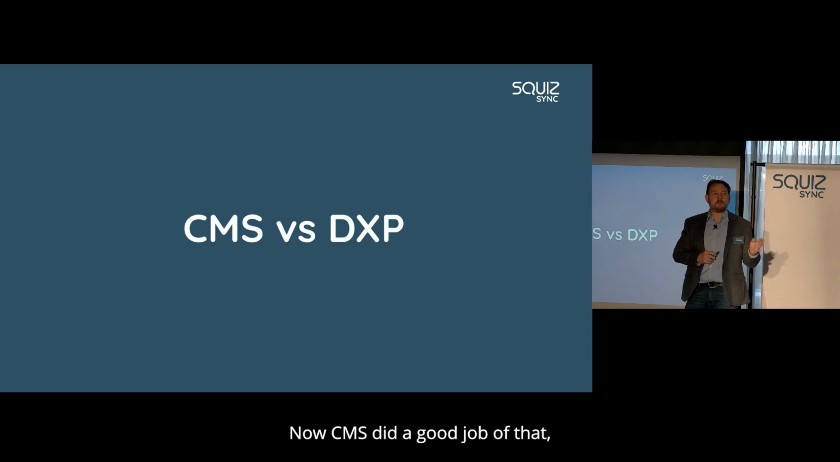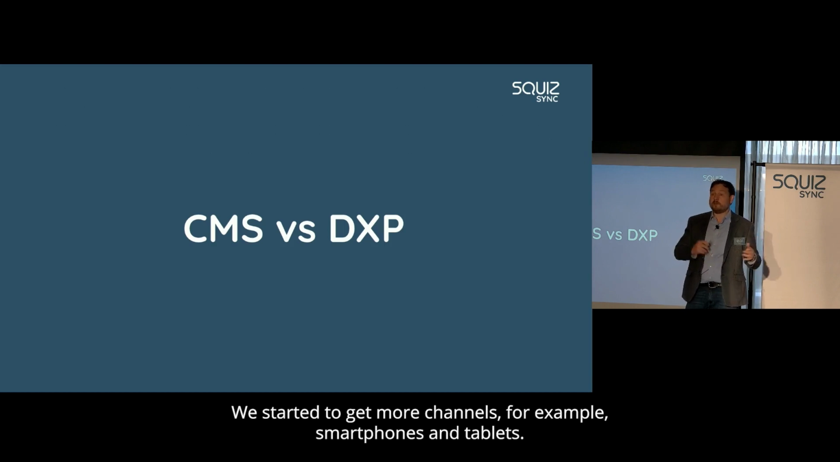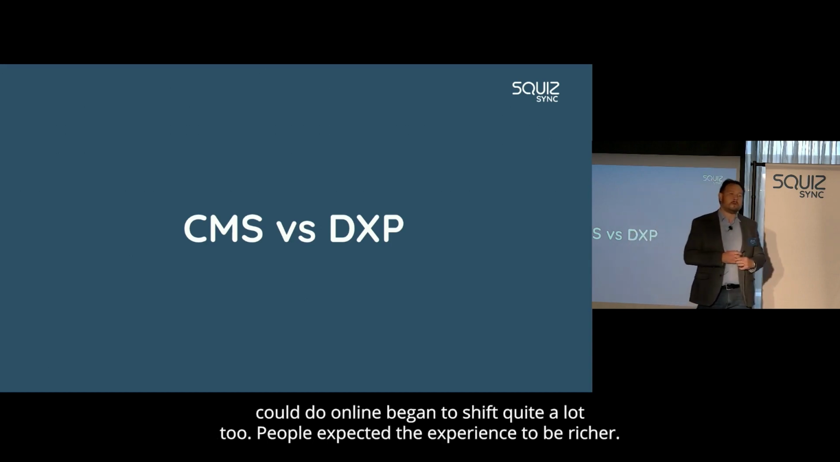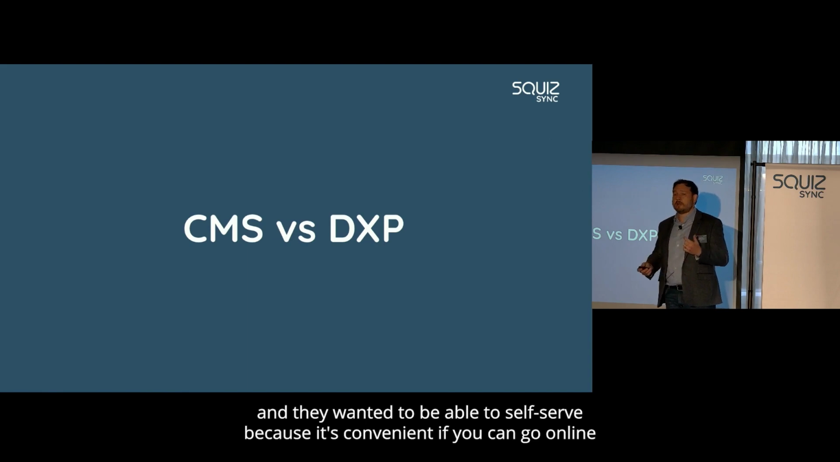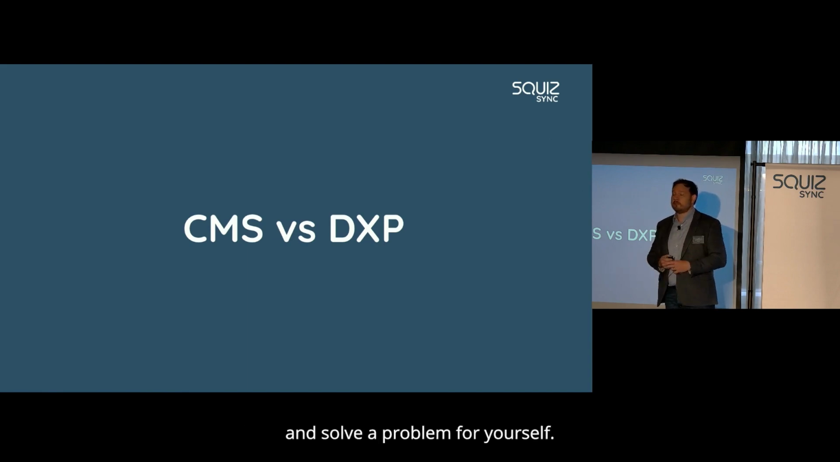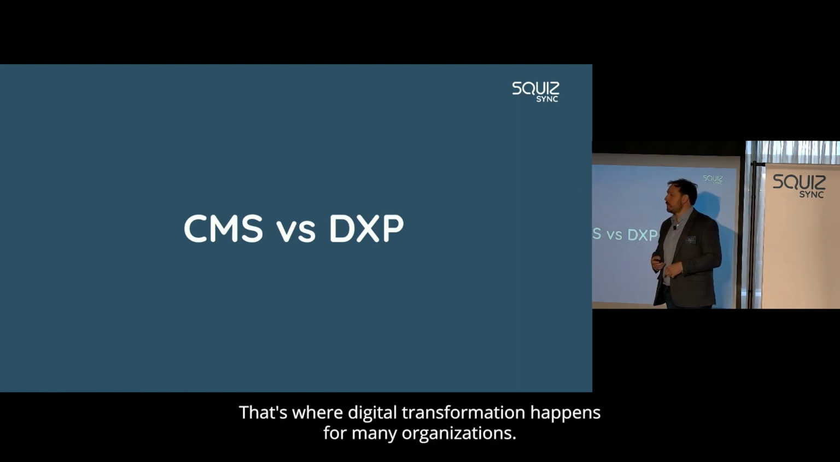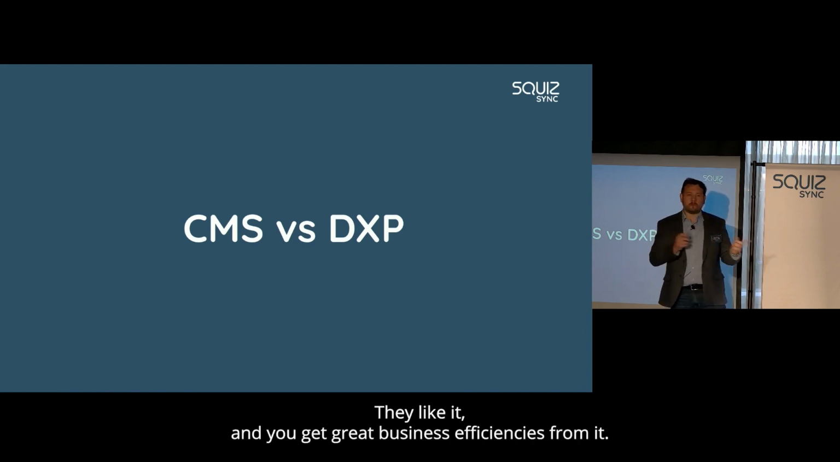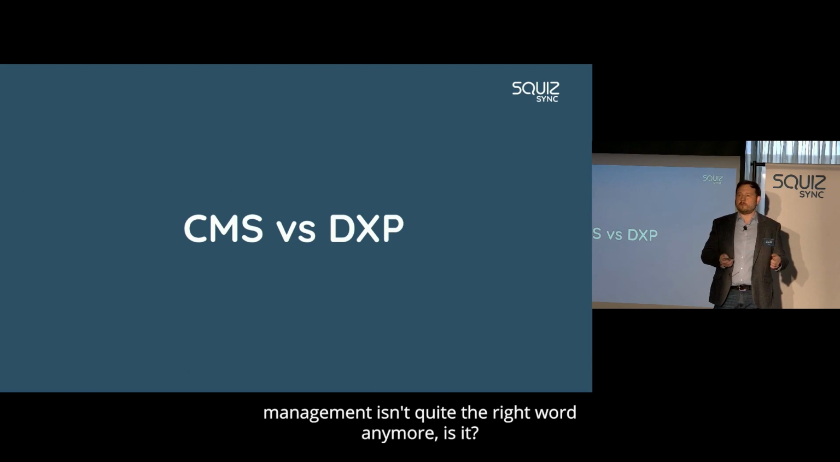Now, CMSs did a good job of that, but then the world began to get a bit more complicated. We started to get more channels, for example, smartphones and tablets, so we needed to be able to publish to different locations. And expectations of what people could do online began to shift quite a lot too. People expected the experience to be richer. They wanted to be able to do things like transact, they wanted personalisation, and they wanted to be able to self-serve because it's convenient if you can go online and solve a problem for yourself. Now, of course, you as organisations want them to do that too. That's where digital transformation happens for many organisations. If you can move people to an online channel, they can help themselves, they like it, and you get great business efficiencies from it.